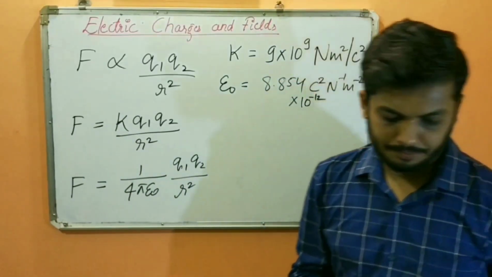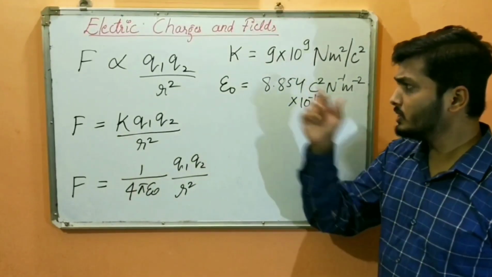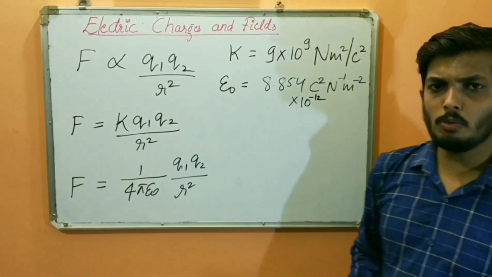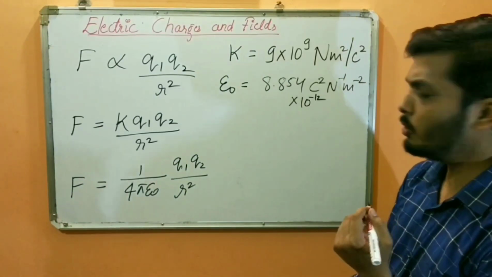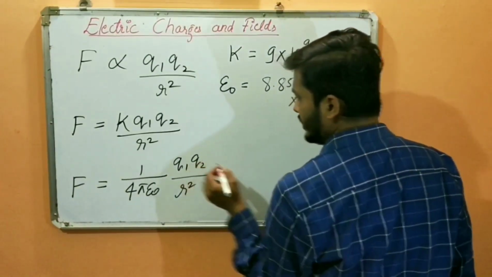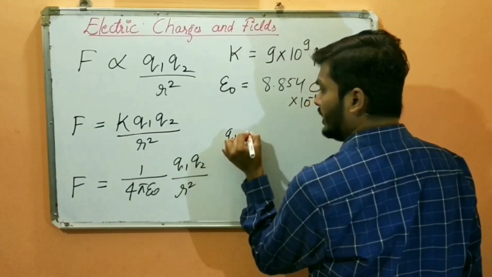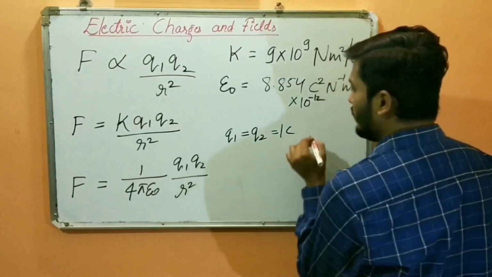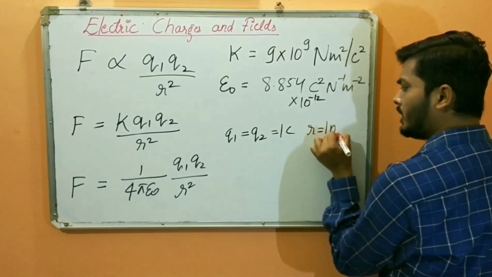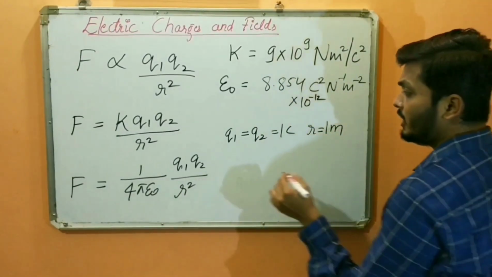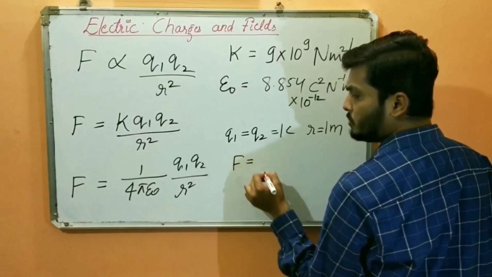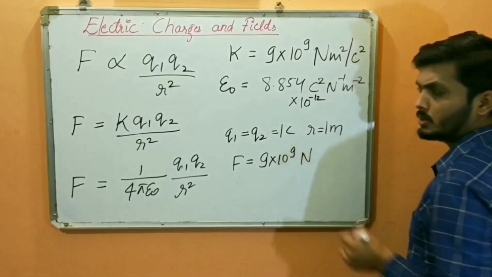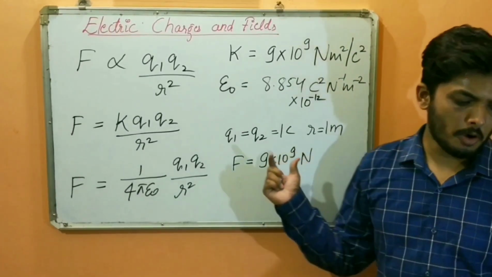Remember, this value is only valid when the charge is placed in air or in a vacuum. Okay. Now students, looking at this, can you define what is 1 Coulomb? So, see here, if Q1 is equal to Q2 is equal to 1 Coulomb, when the distance is 1 meter apart, then the force experienced by the charged particle will be 9 into 10 to the power 9 newtons. This is the definition of 1 Coulomb.